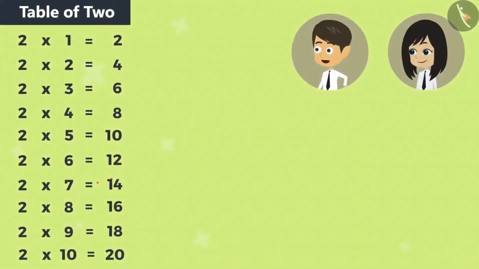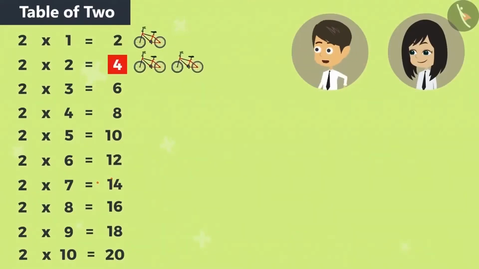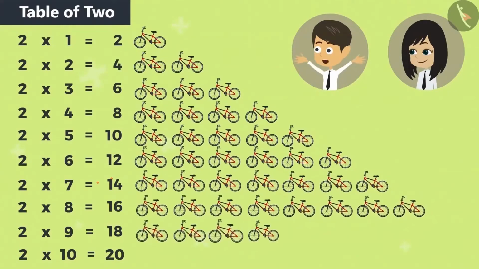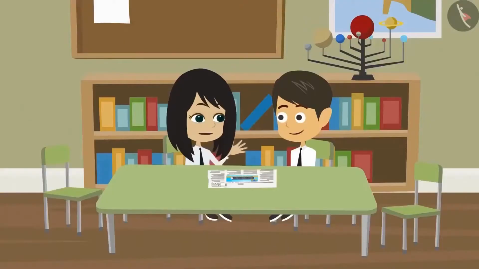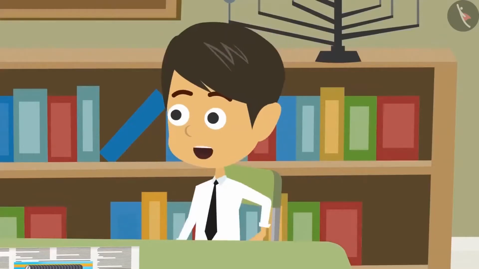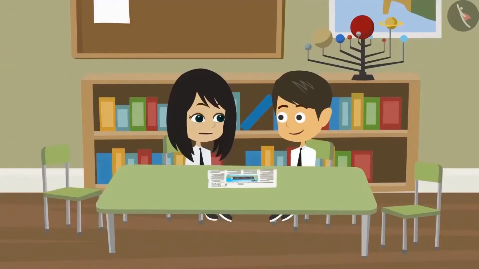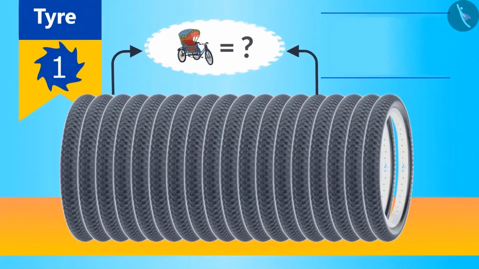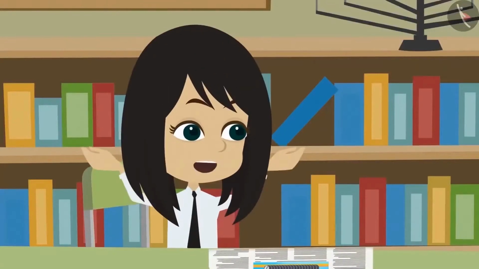Taking a look at this table, we can find that one bicycle has 2 tires, 2 bicycles have 4 tires. Similarly, 9 cycles will have 18 tires. Okay, you don't need a paper and pen if you remember the multiplication table. Yes, we don't need paper and pen. So now if we want to know how many rickshaws these tires belong to, we will use the multiplication table of 3. Do you know the multiplication table of 3?